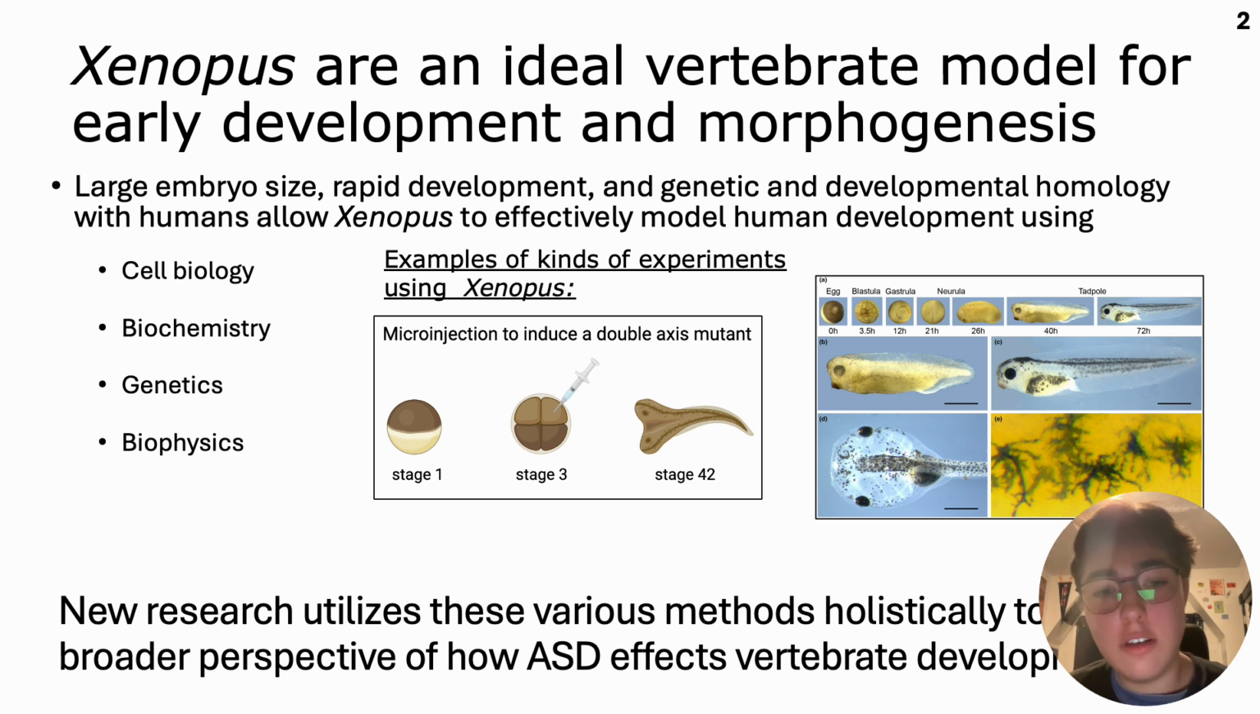So the new research that I'm going to be talking about in the following slides uses a lot of different kinds of methods, the ones that I included up above, to holistically examine ASD from a broader perspective so that we can see how it affects vertebrate development, which might be more beneficial.